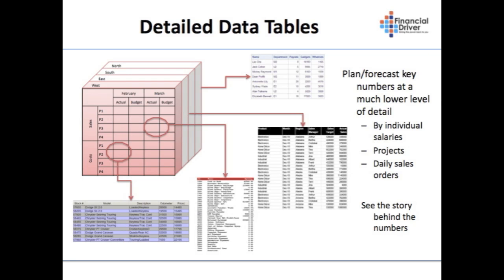As well as this data, Financial Driver can, if required, hold a more detailed level of information. For example, departmental salaries can be broken down into individual people. Sales can be collected by order. IT spend could be defined by project, and so on. Financial Driver then summarizes this data and places it within the multidimensional model.